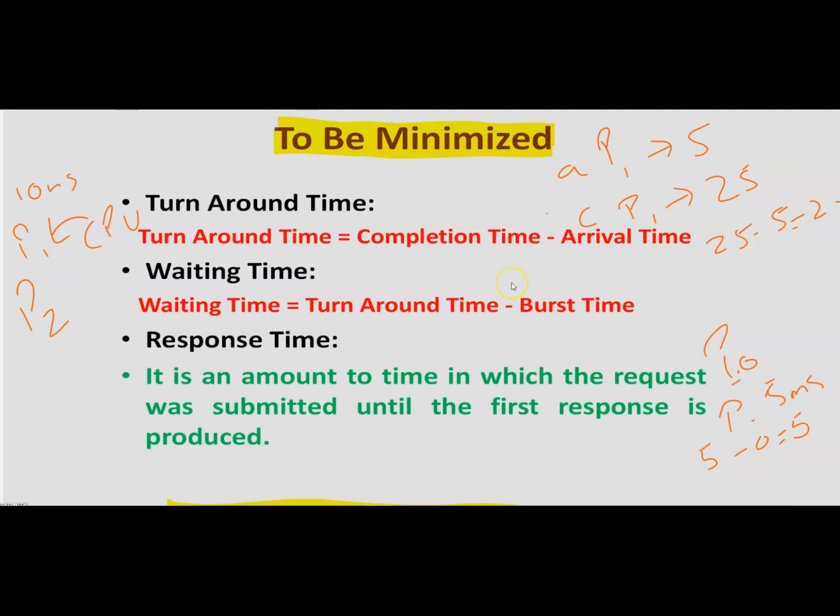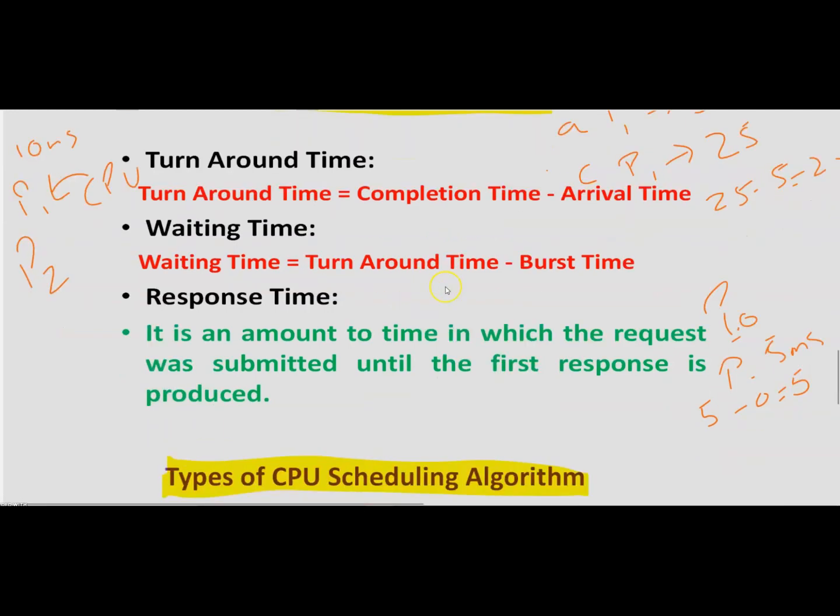I hope all these parameters are very much clear. If we minimize all these parameters, then only will we consider our system as the best system or the efficient system.